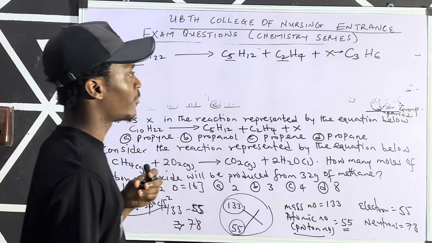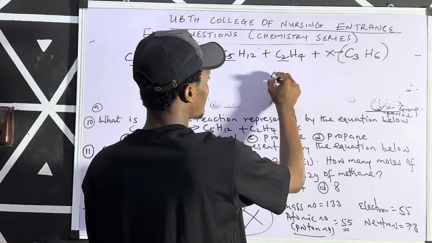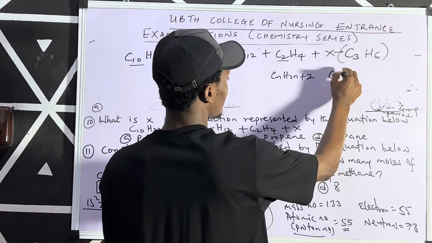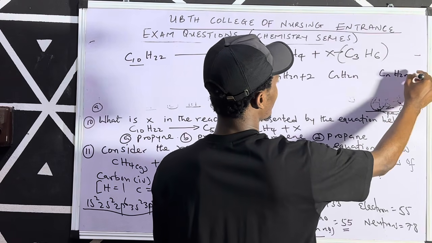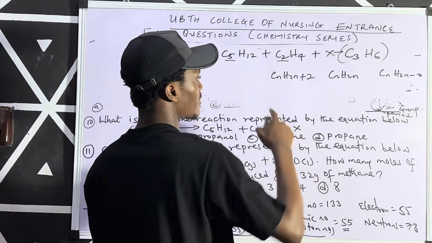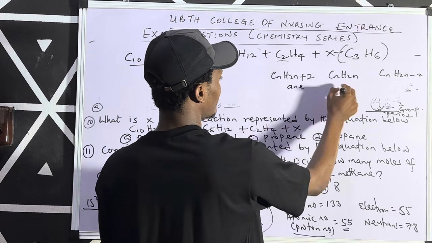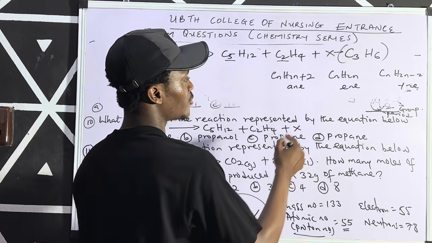So what is this formula representing? C3H6. Now, alkanes are CnH2n plus 2. Alkenes are CnH2n. Alkynes are CnH2n minus 2. N, remember, represents the number of carbons. So which one do you think will make sense? Because this is alkane, this is alkene, and this is alkyne. The one that will make sense automatically should be alkene.